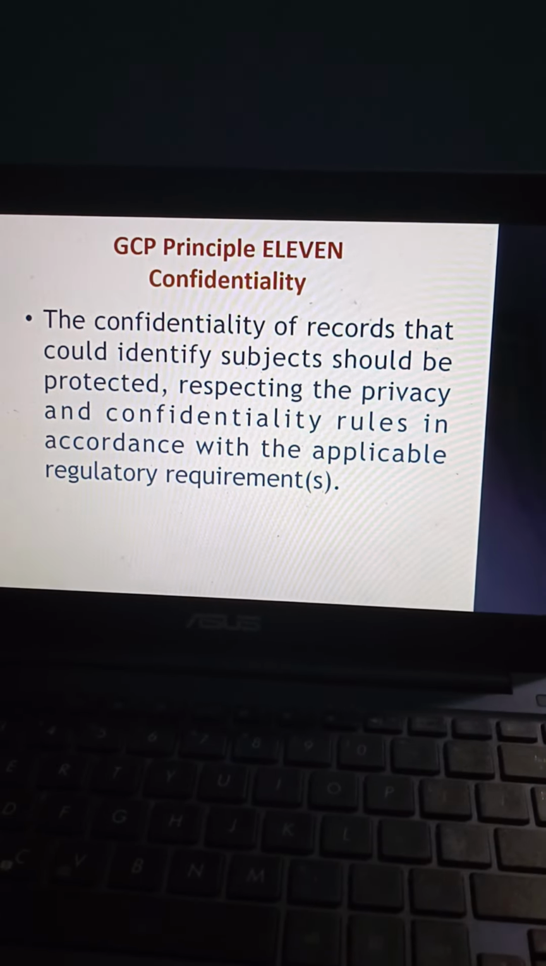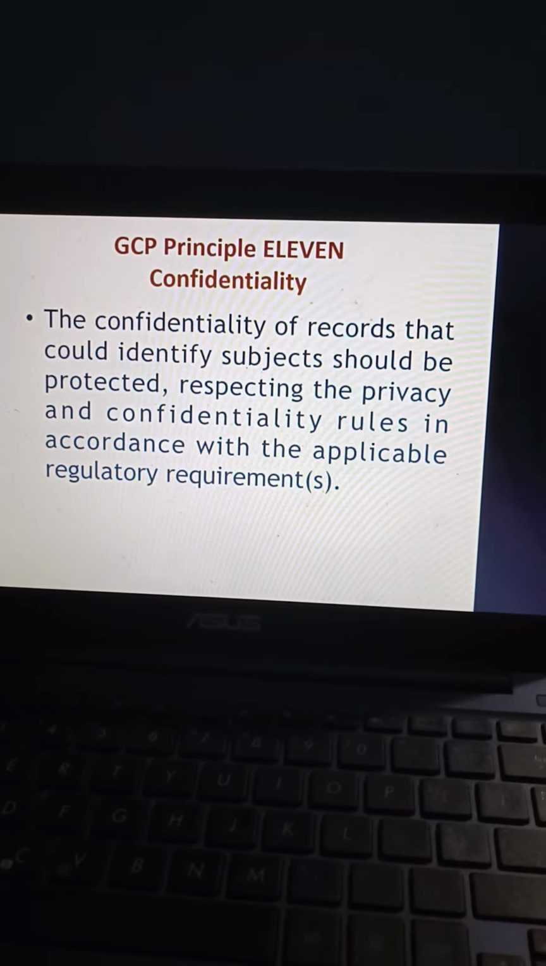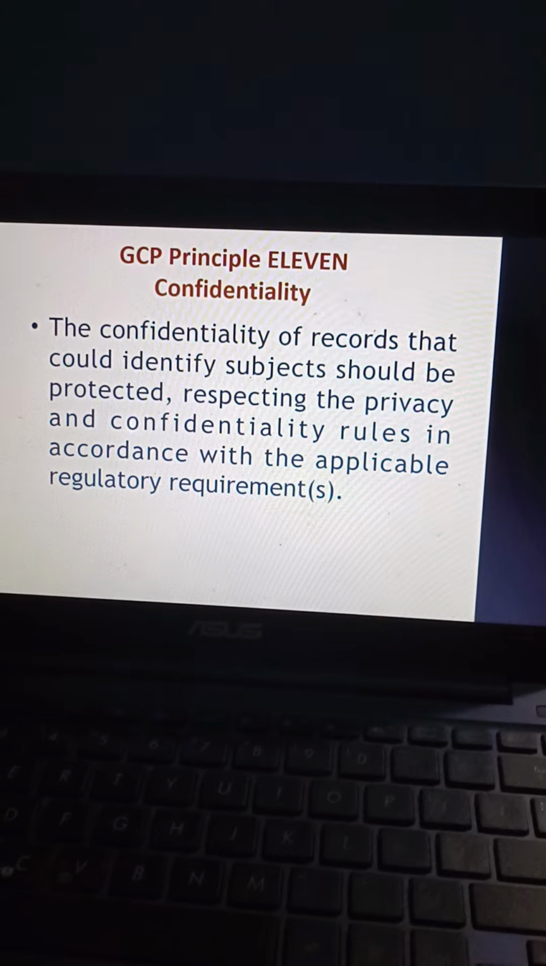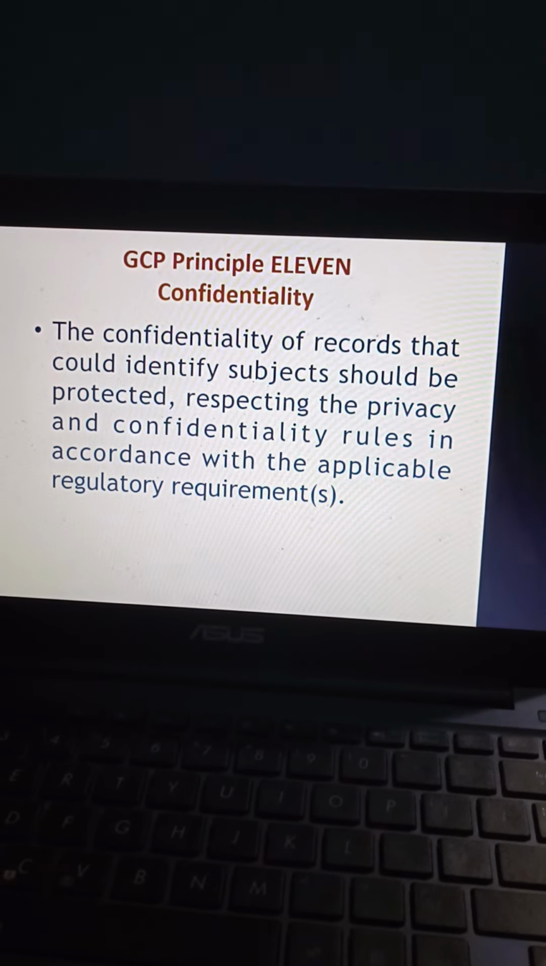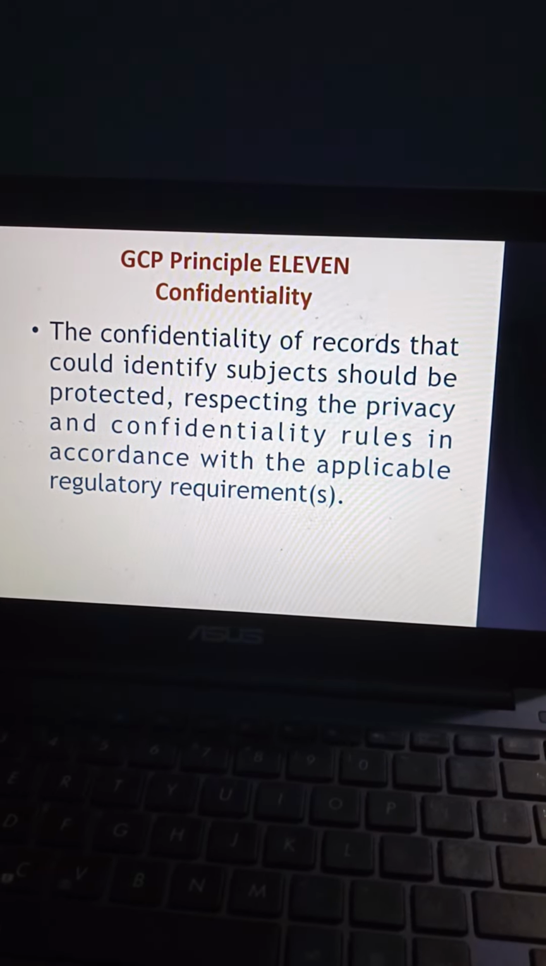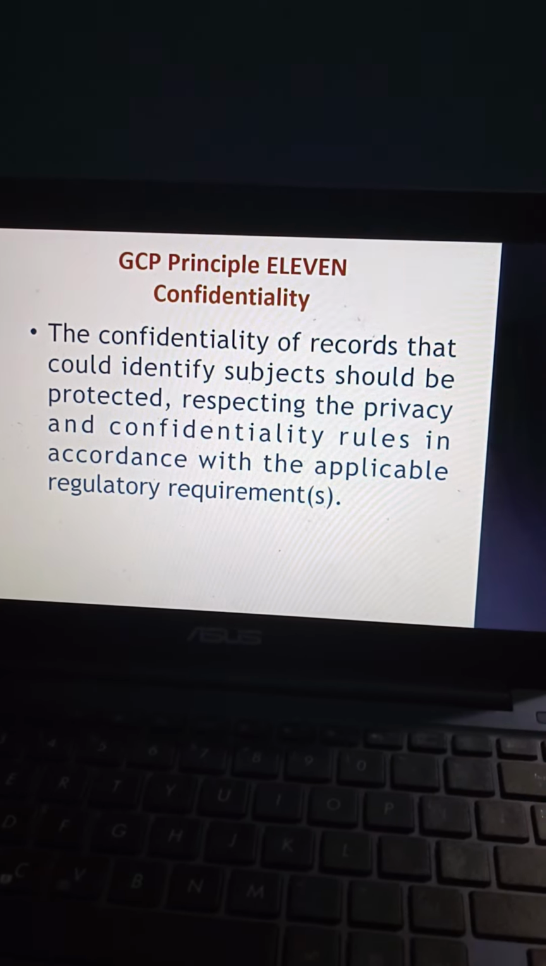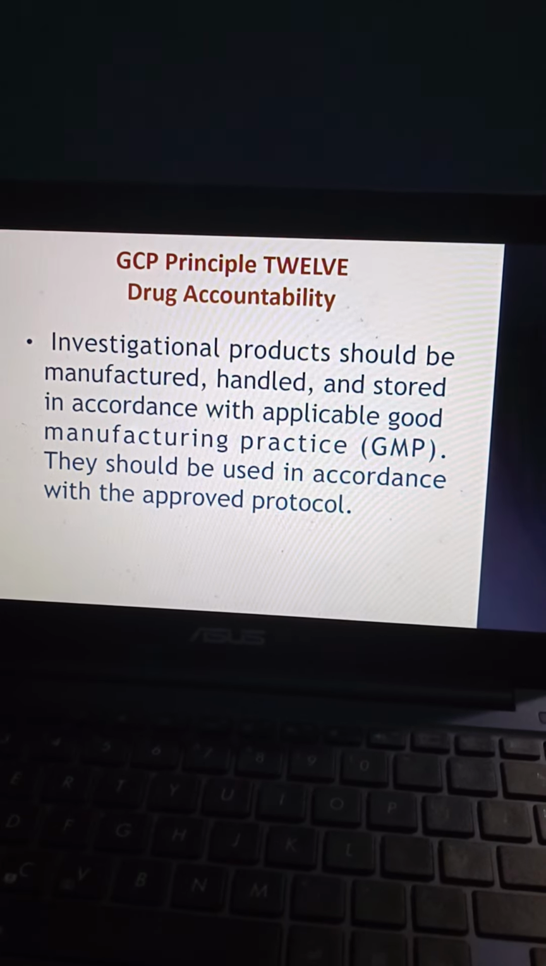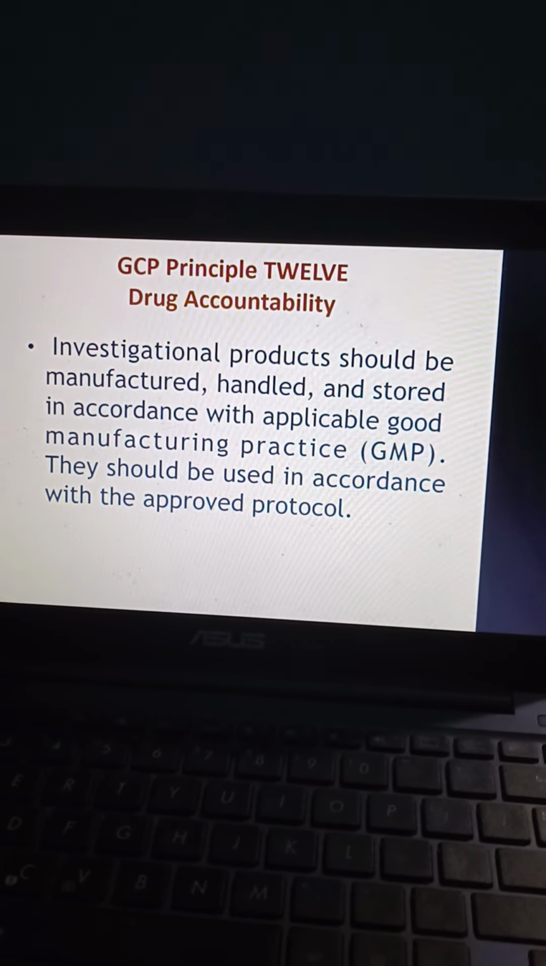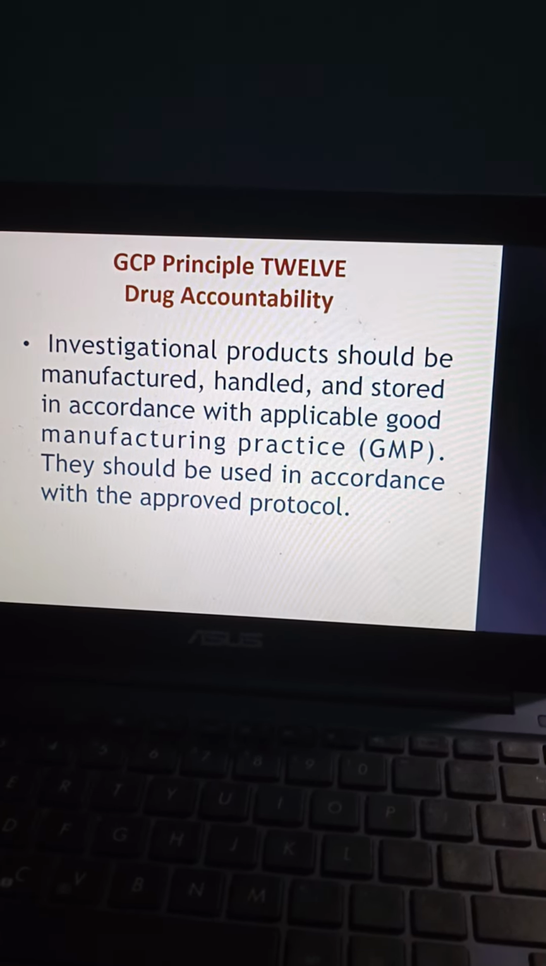Then GCP Principle 11, confidentiality. The confidentiality of records that could identify subjects should be protected, respecting the privacy and confidentiality rules in accordance with the applicable regulatory requirements. Then GCP Principle 12, drug accountability. Investigational products should be manufactured, handled, and stored in accordance with applicable good manufacturing practice (GMP). They should be used in accordance with the approved protocol.